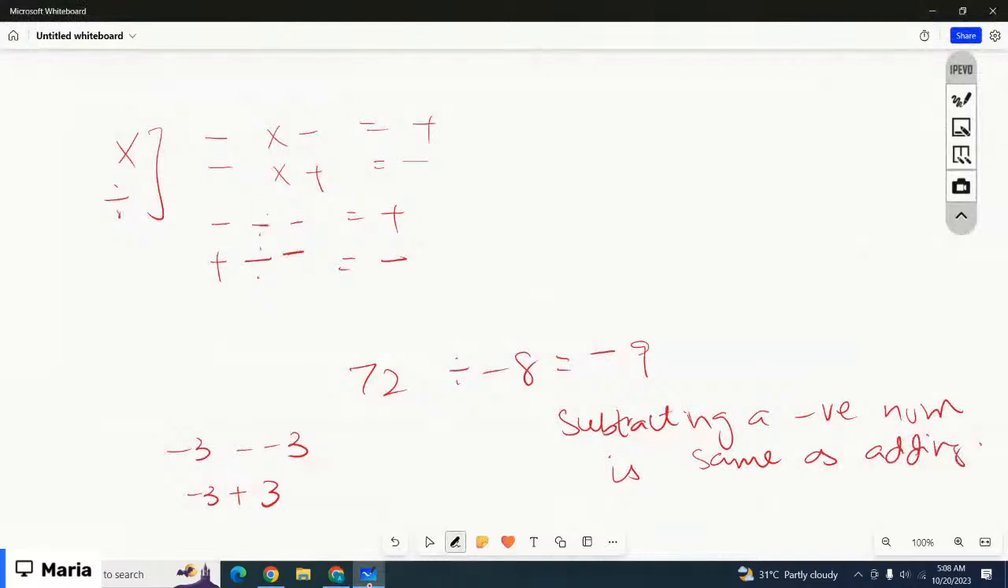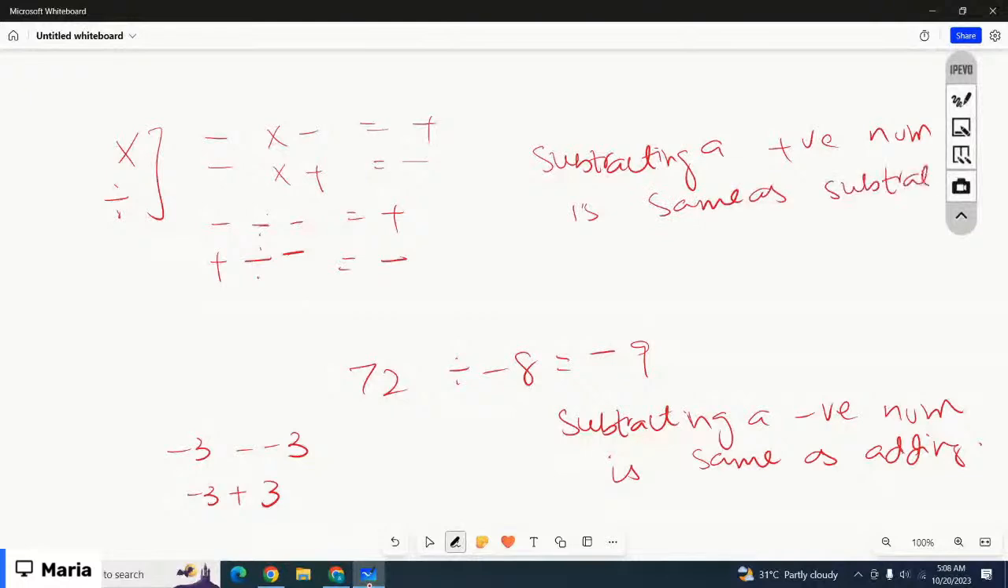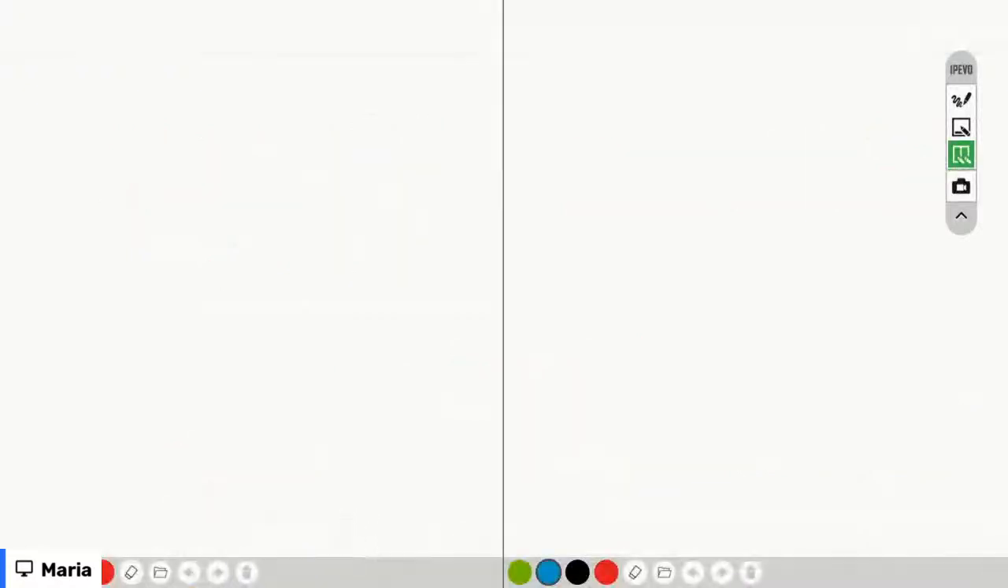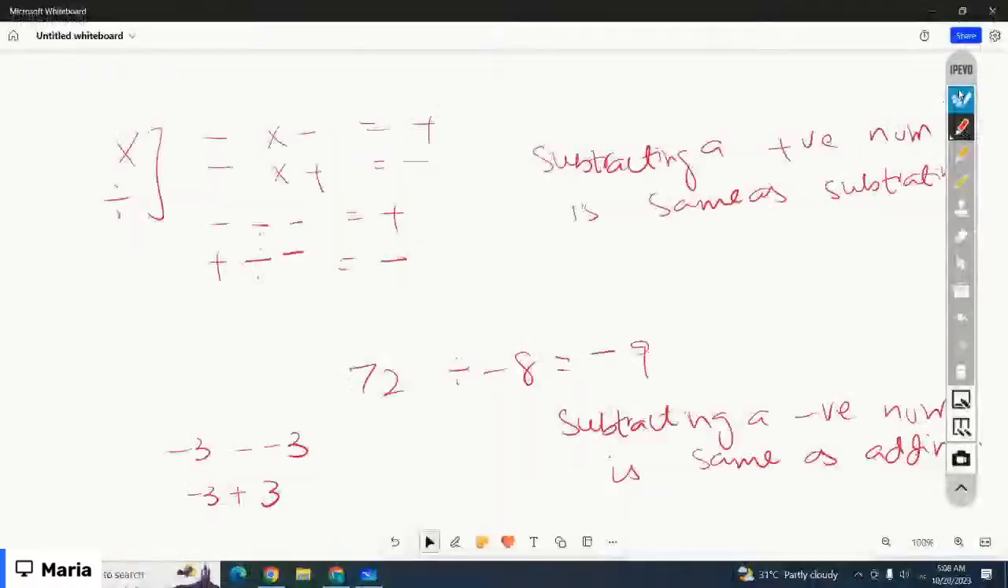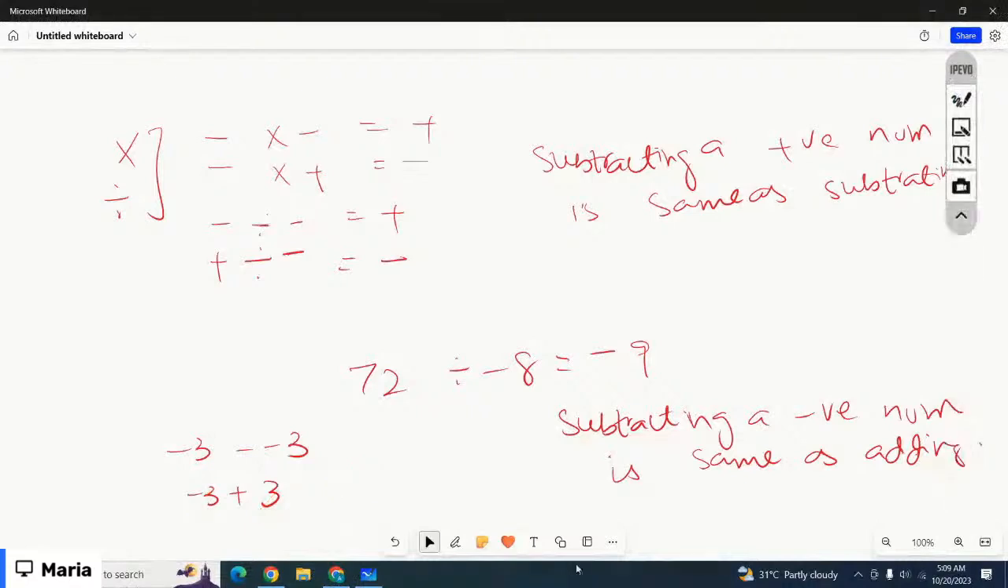Right? And subtracting a positive number is same as subtracting, right? So negative 3, 3 minus 3 is 0. The answer is 0, right? The correct option is 0. How? The negative number we are subtracting is negative 3. That becomes positive. 3 minus 3 is 0, isn't it? It would be 0.